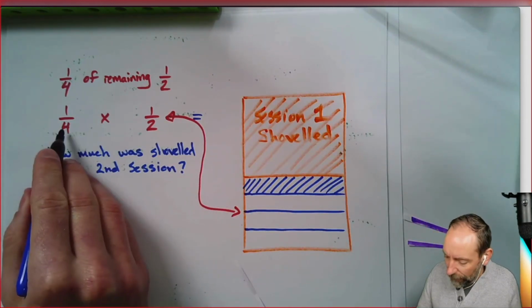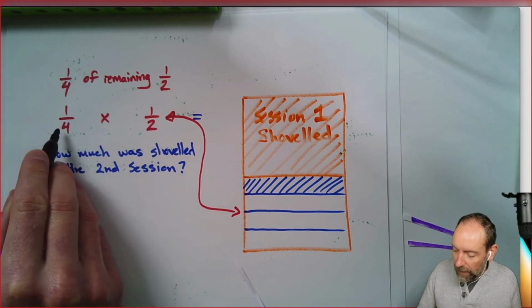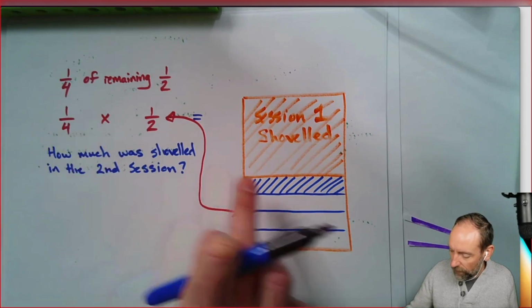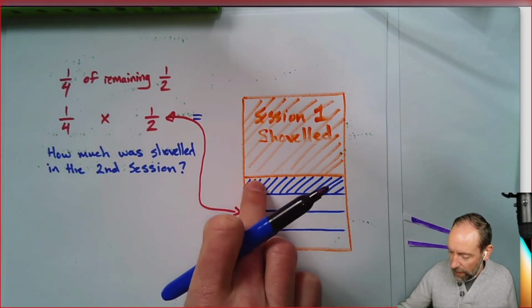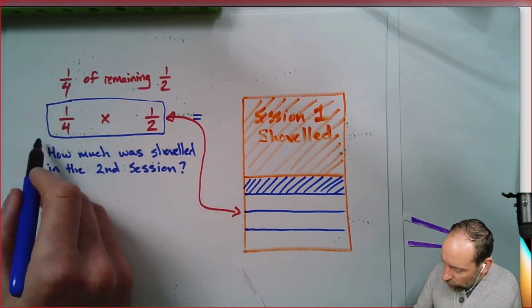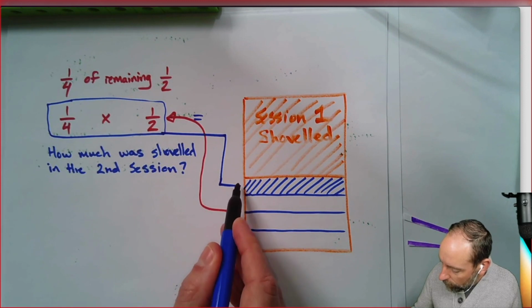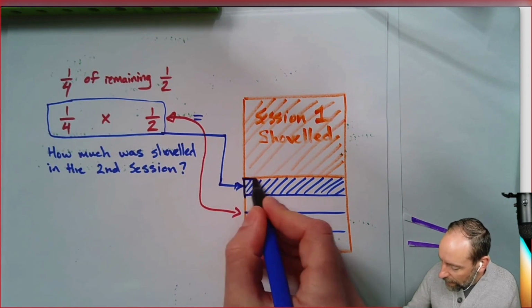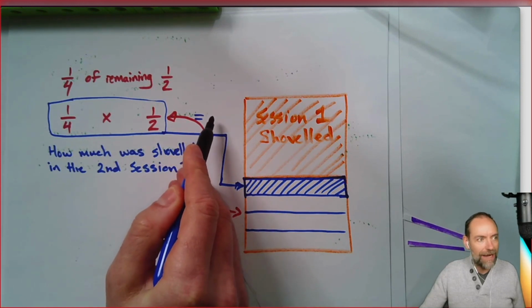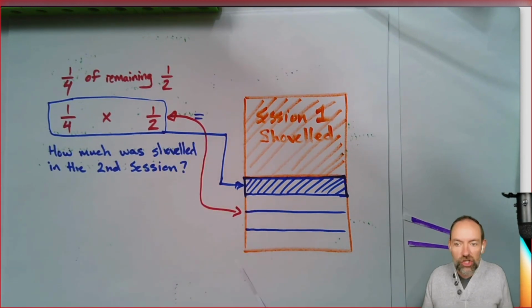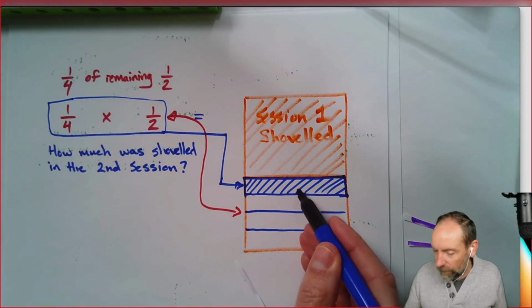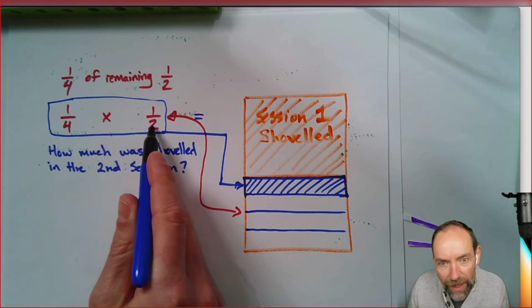When I say 1/4 of 1/2 of the driveway, there's 1/2 of the driveway and I want 1/4 of it. That's this chunk right here. So this entire expression is represented by this chunk only. But my question is, what do I call this section? How much is that? You can't just say it's 1/4, because it's not 1/4. It's 1/4 of 1/2 of the driveway.